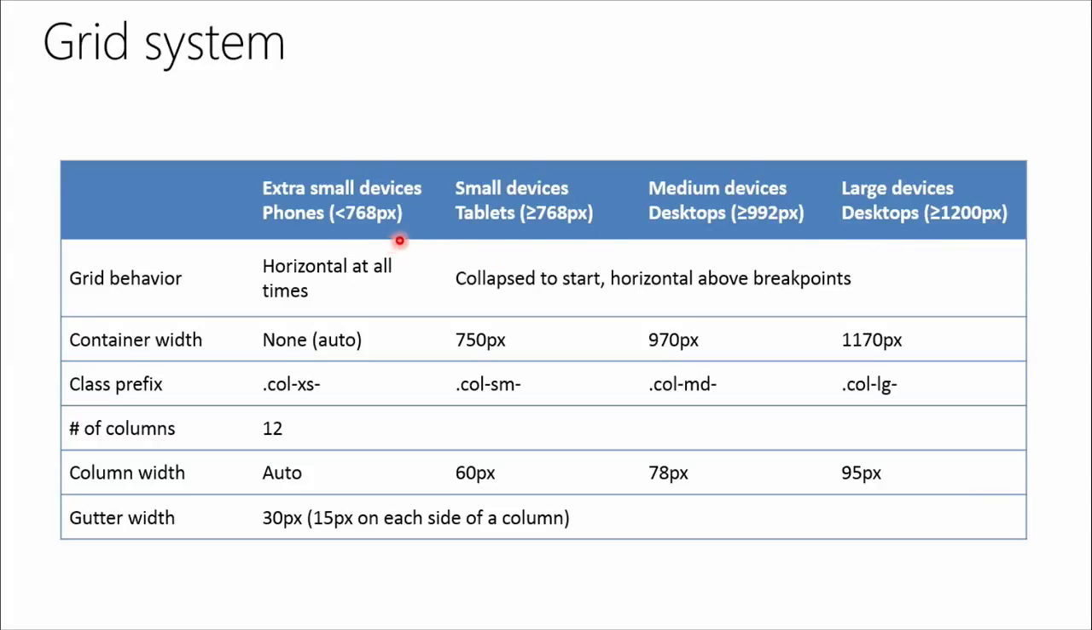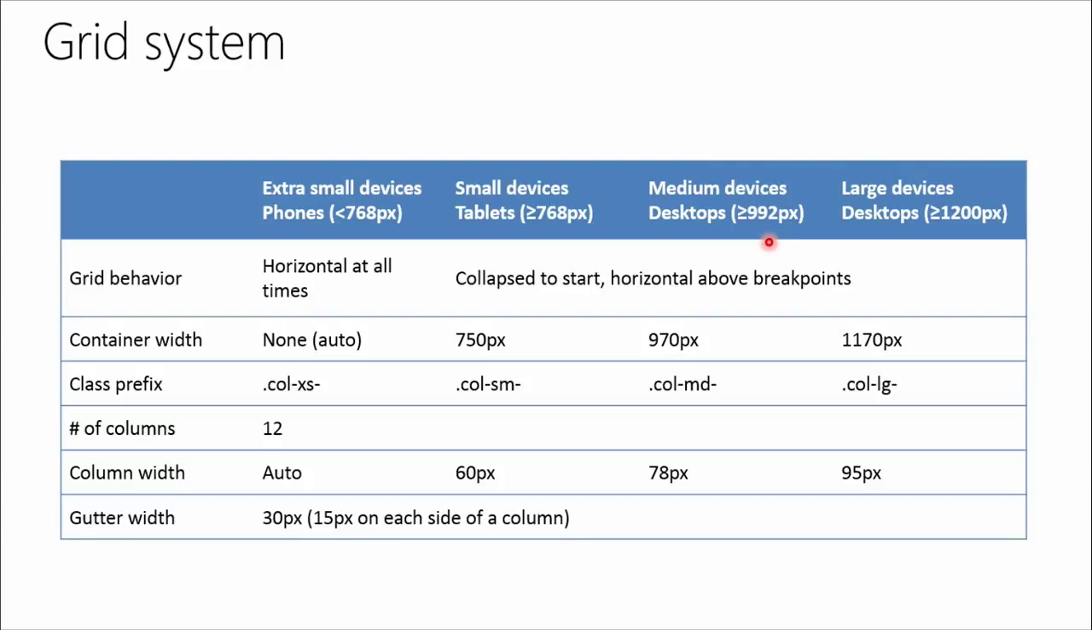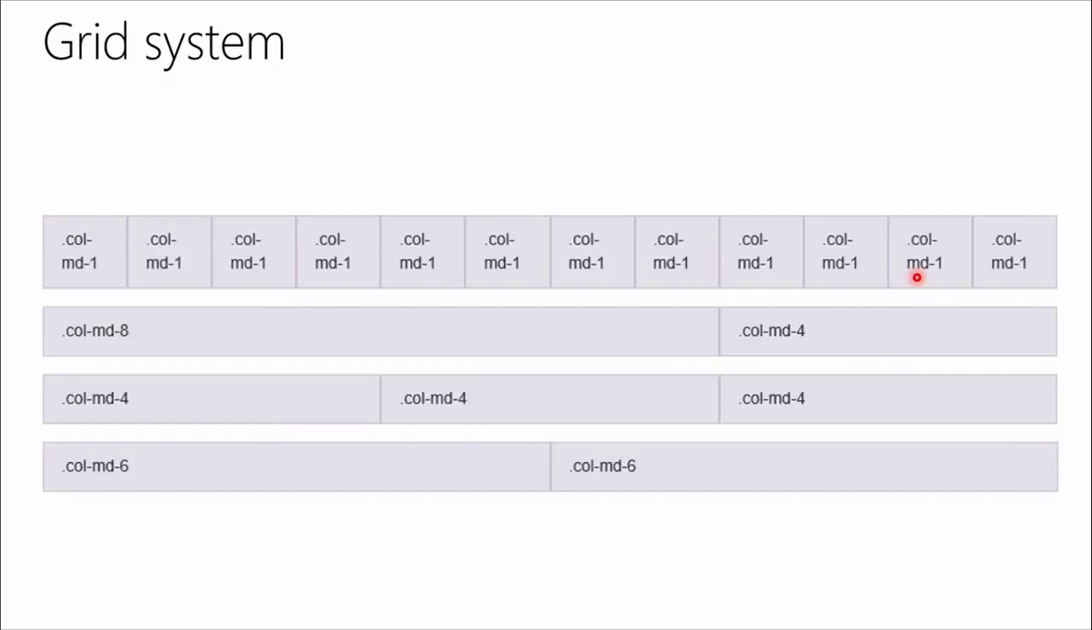So extra small, you're on a phone, and it's not a super modern smartphone that has great screen resolution. Otherwise, you've got tablet for greater than 768 pixel width, and then medium device, that might be a tablet, an iPad, something like that, 992 pixel, and then large device width, 1200 pixel. So what that works out to is something like this.